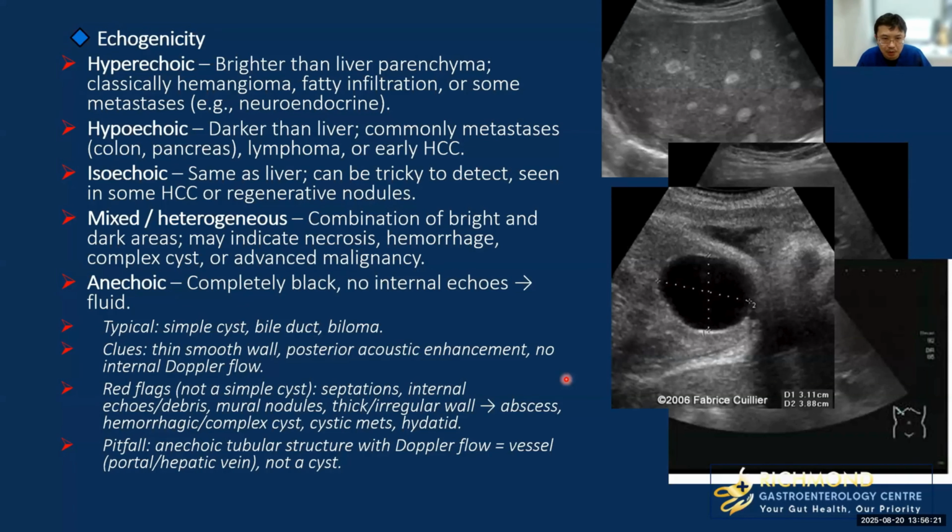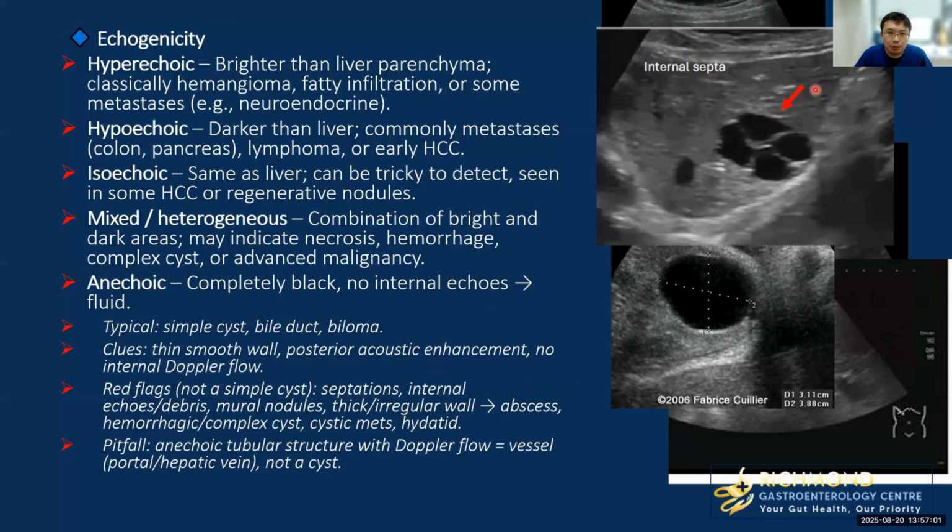Anechoic will be completely black with no internal echoes. Usually we associate this with a cyst or fluid-filled lesion. Most of the time, these liver cysts are benign, but you have to watch out for certain radiological features. For example, whether there are septations, whether there is debris, whether there are any nodules on the cystic wall, or elements suggesting that there could be a small solid component. Irregular walls is also one of those things, or increased echogenicity of certain parts of the cystic wall is also a red flag, and they should be referred.